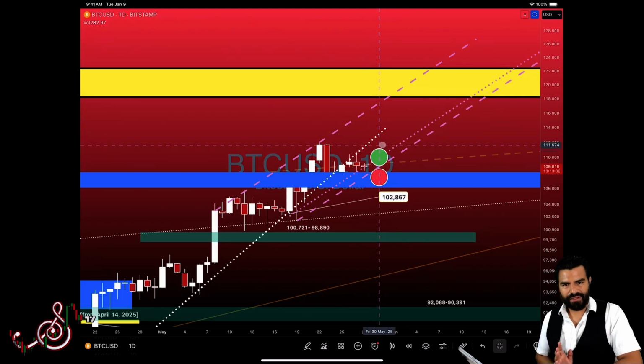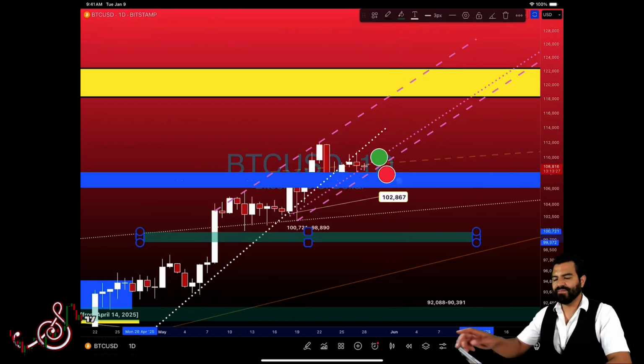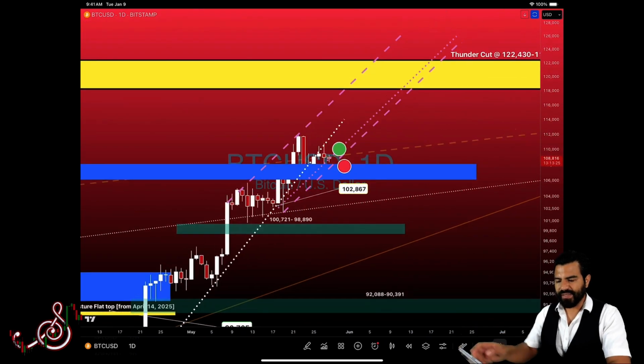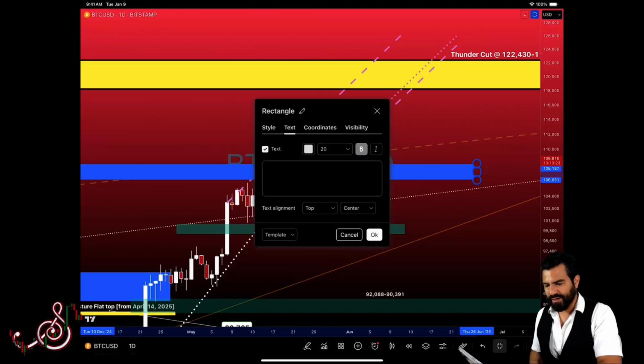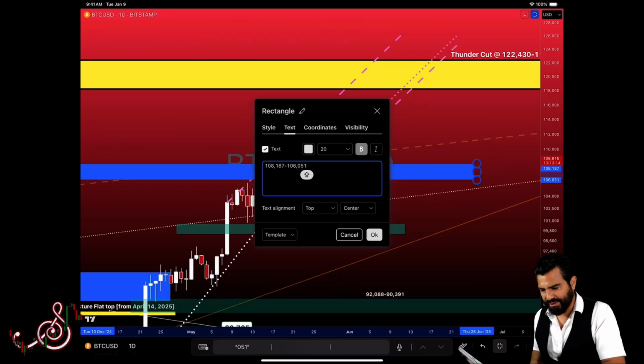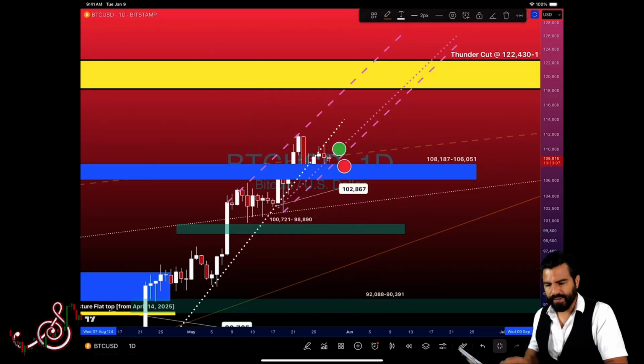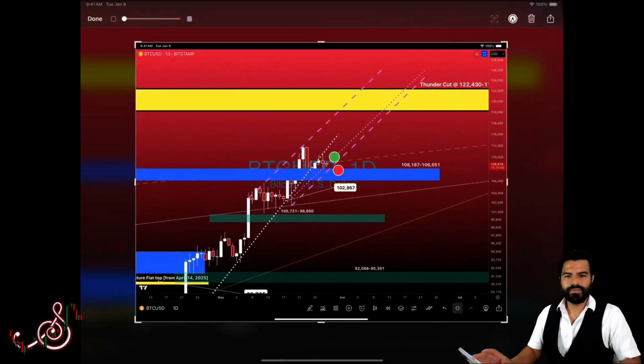If we start bouncing here, I'm going to be looking to come up. If we phase through to this side, I'm going to be looking to come down, or to play around at the very least bounce. Okay, that's Bitcoin. The prices right here are 108,187 to 106,051. And these are all the same numbers I gave you guys on Saturday, so it's nothing new. Nothing new at all. Okay? All right. Got it?